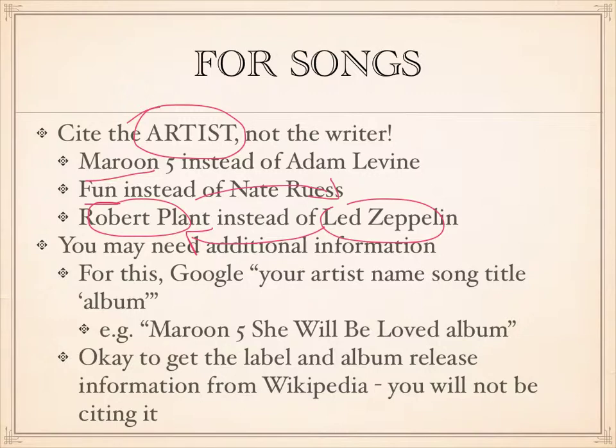You may also need some additional information, and this might require you to use our good old friend Google, and you would then search your artist name, the song title, and the word album. So I have the example here where I searched Maroon 5, She Will Be Loved album. And it's absolutely okay if you get the label and the album release information from Wikipedia. You're not going to be citing it, so it's not a problem.